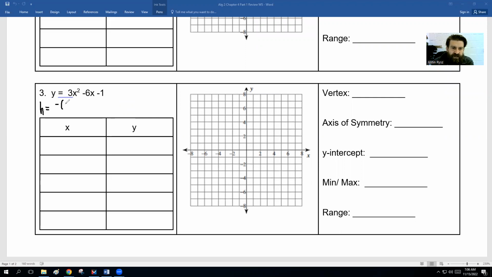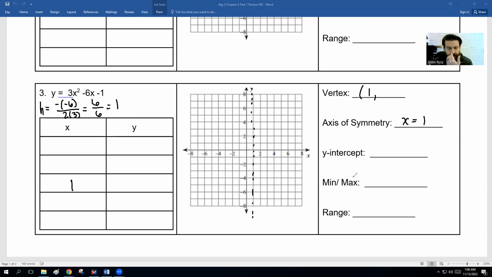All right, so this is not in vertex form, so we got to find h. So it's going to be -b, which is -6, over 2 times a, which is 3. So we got a +6 over 6, and that would be 1. So our vertex would be at 1, something. Our axis of symmetry is x equals 1.